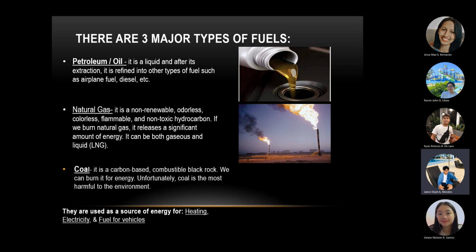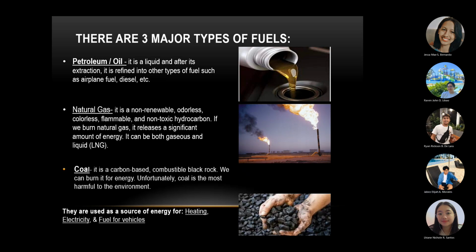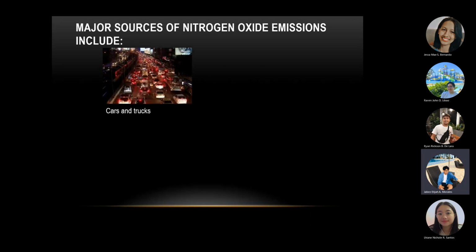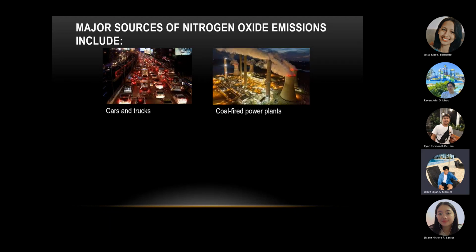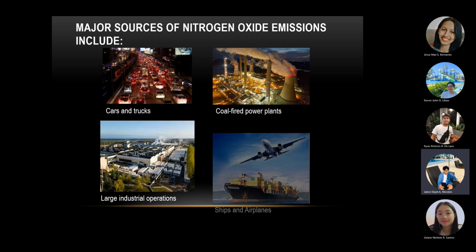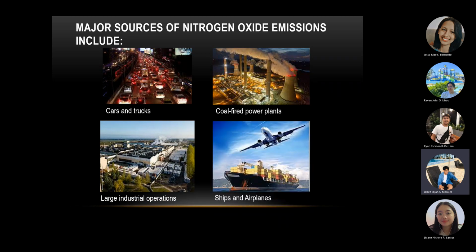They are used as a source of energy for heating, electricity, and fuel for vehicles. Next, the major sources of nitrogen oxide emission include cars and trucks, coal-fired power plants, large industrial operations, and ships and airplanes.